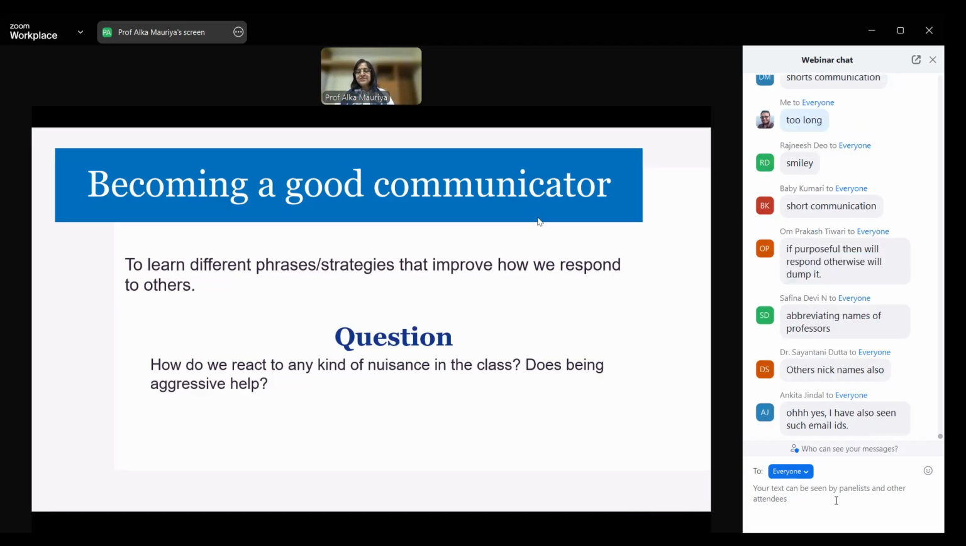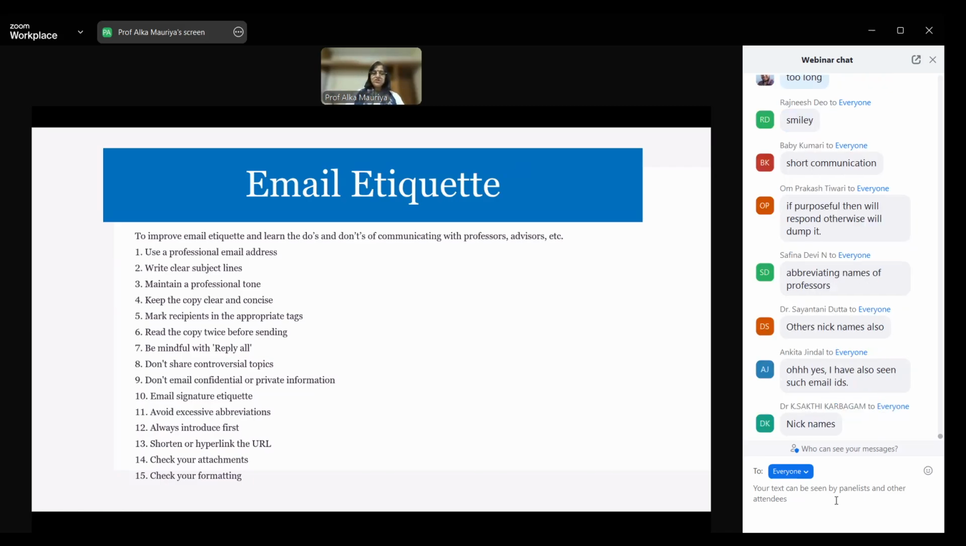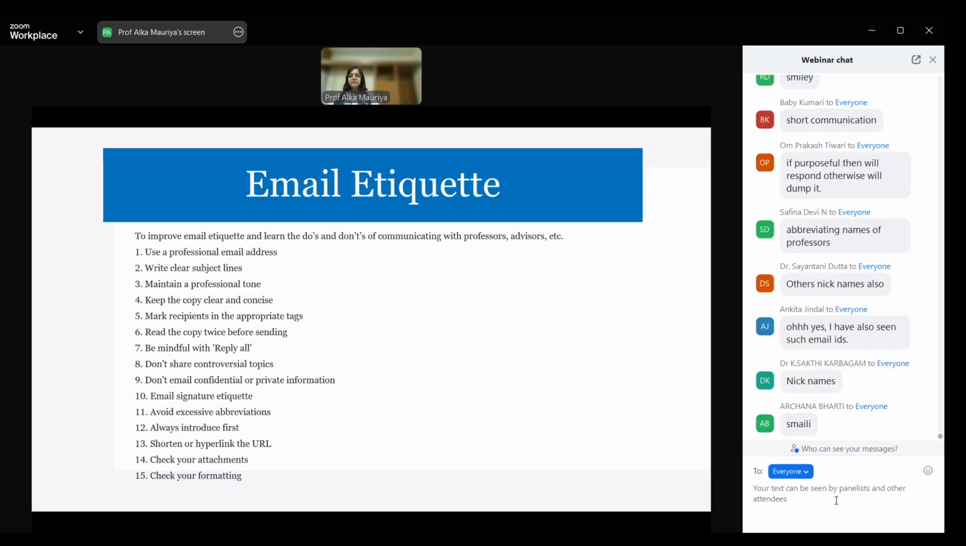And Professor Ankita is saying I've seen so many email IDs, other nicknames also, abbreviating names of professors, right? So in addition to that, that is why the question of email etiquette comes into the picture. First thing is, when you're communicating on a mail, we should have a professional email address. Some of you mentioned that the subject line is not there, so we should be very clear about what should be there in the subject line.